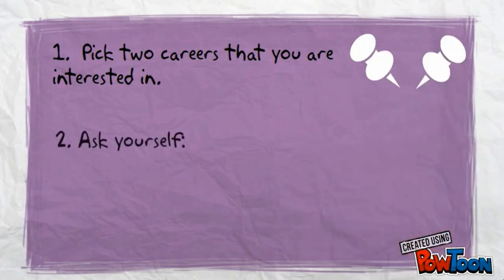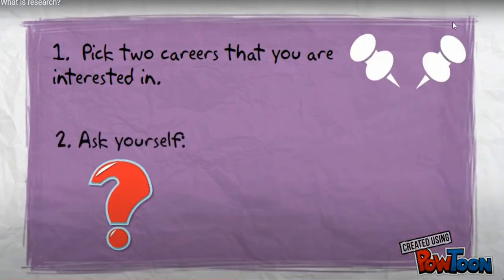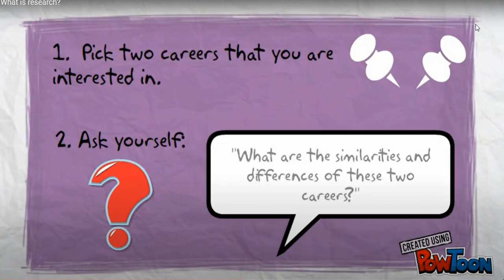So here is some example. For example, you may consider picking two careers that you are interested in, and then you may compare what the similarities and differences of these two careers are. So this is an example of how you do research.